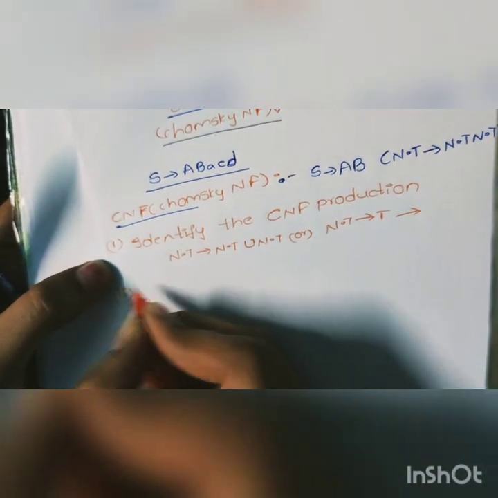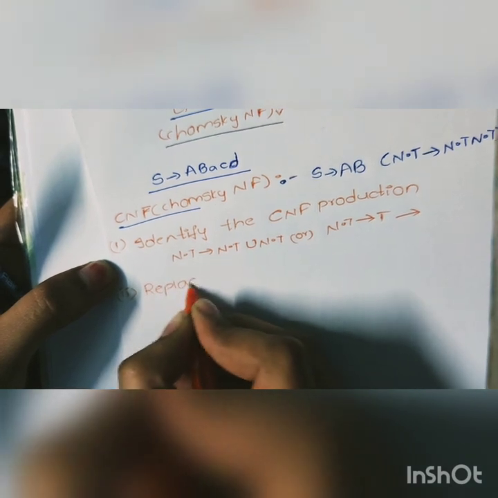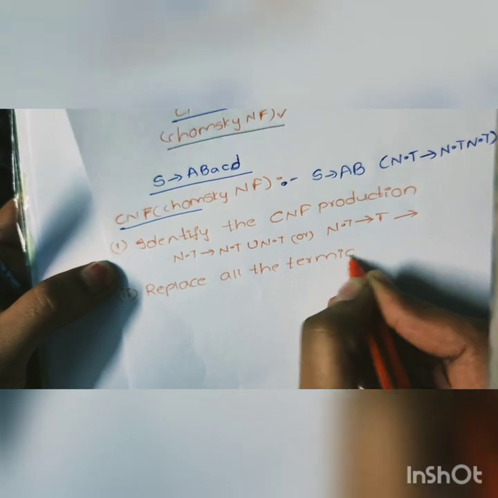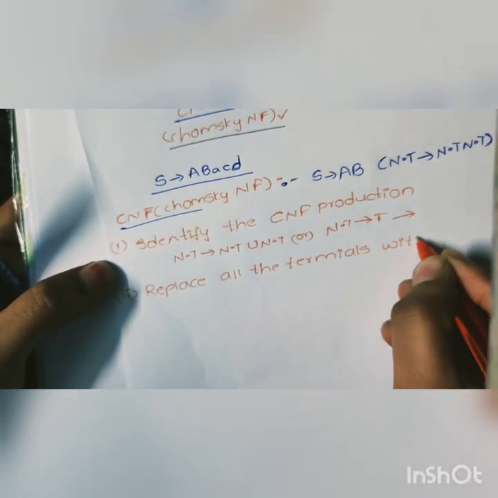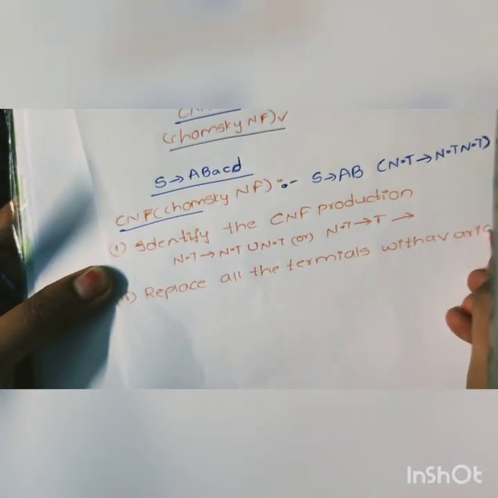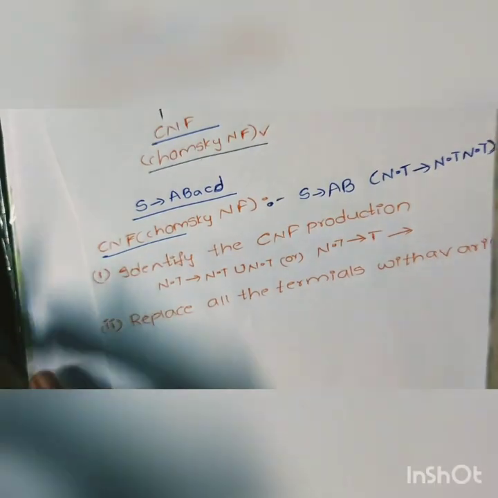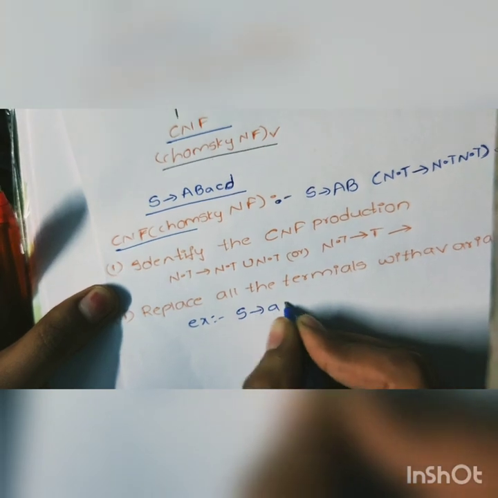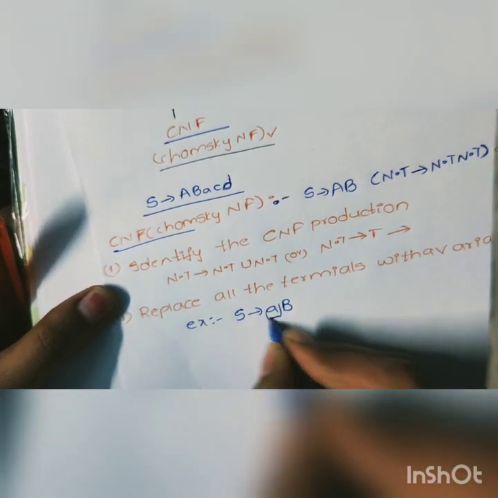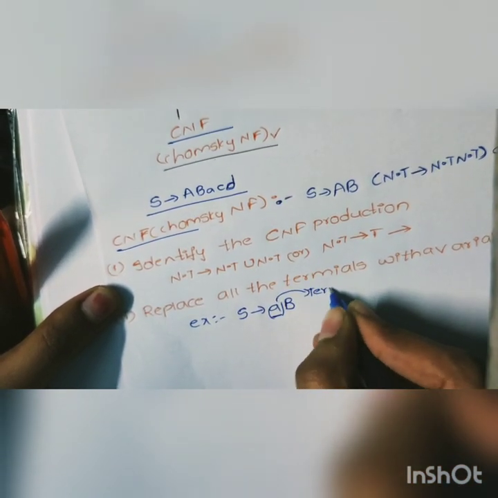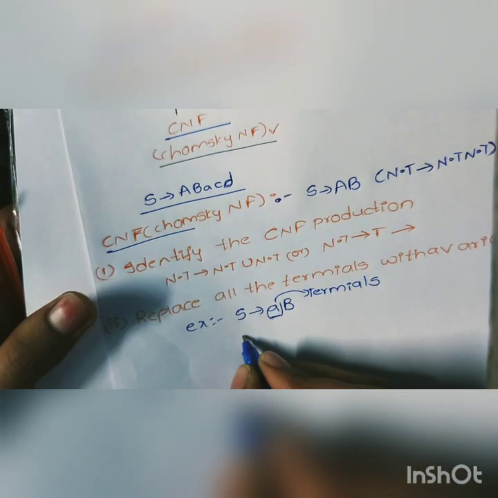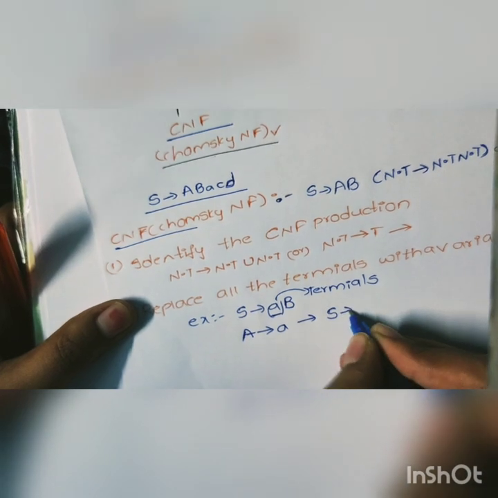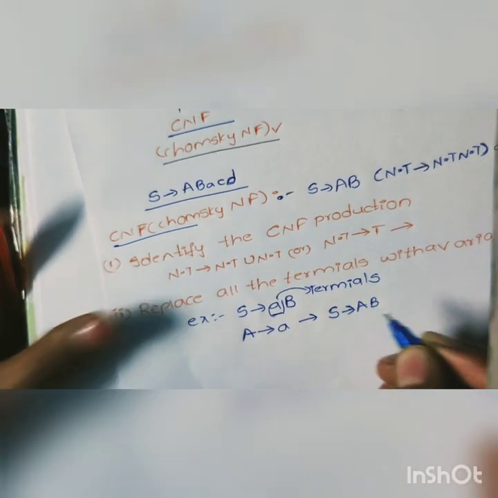Step two: we have to replace all the terminals with variables. For example, S tends to a capital B. Here a is a terminal, so I am going to replace it with capital A. Now the production becomes S tends to A B.